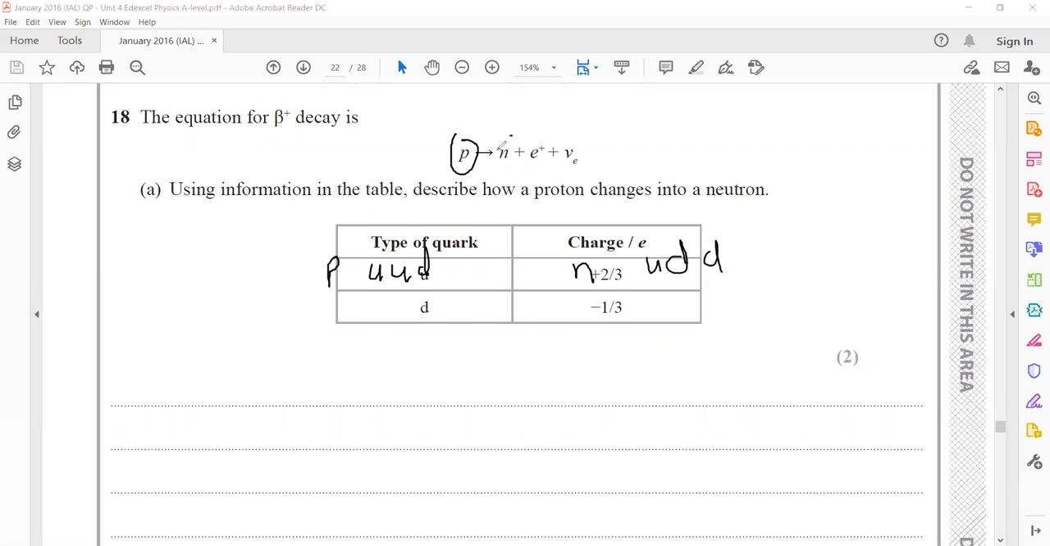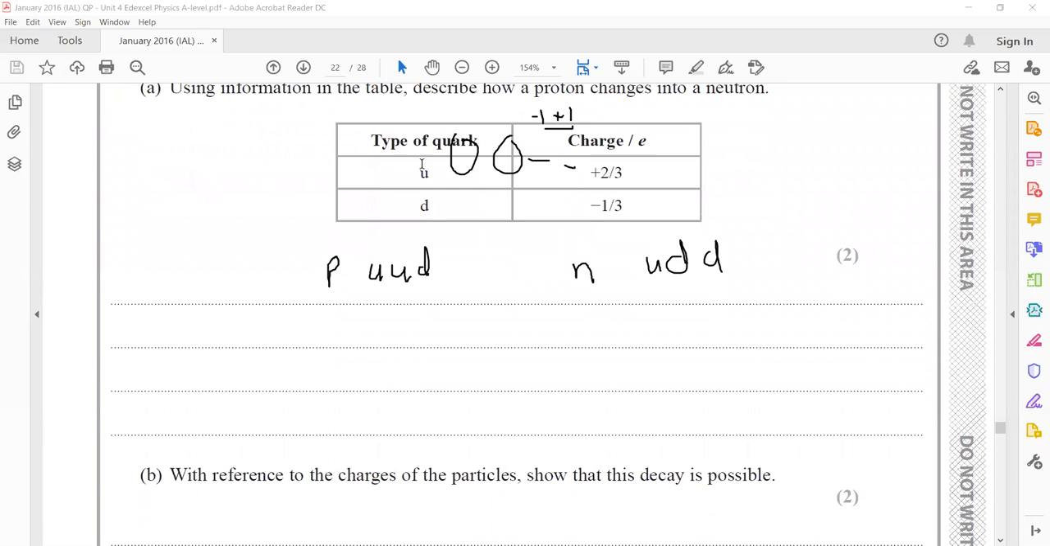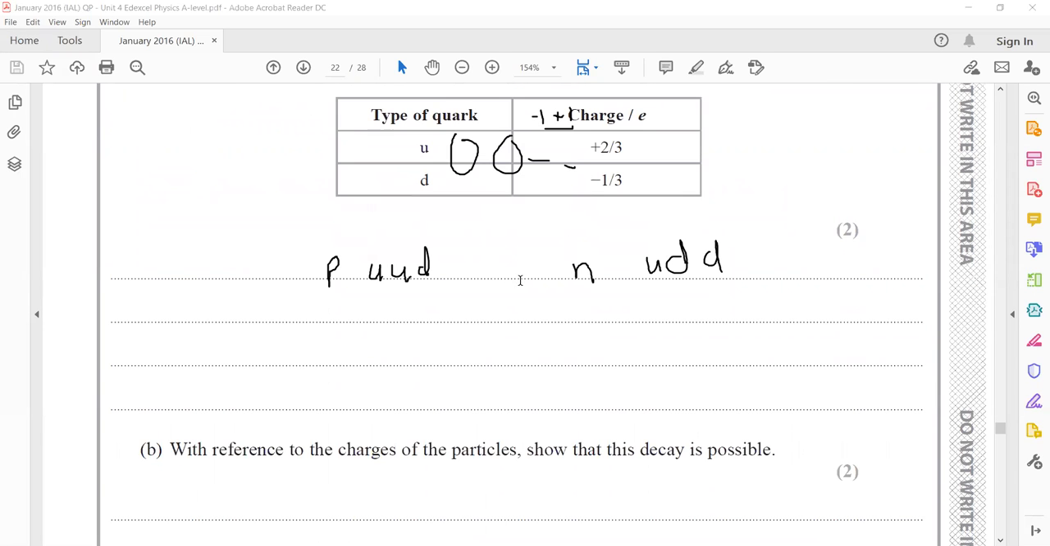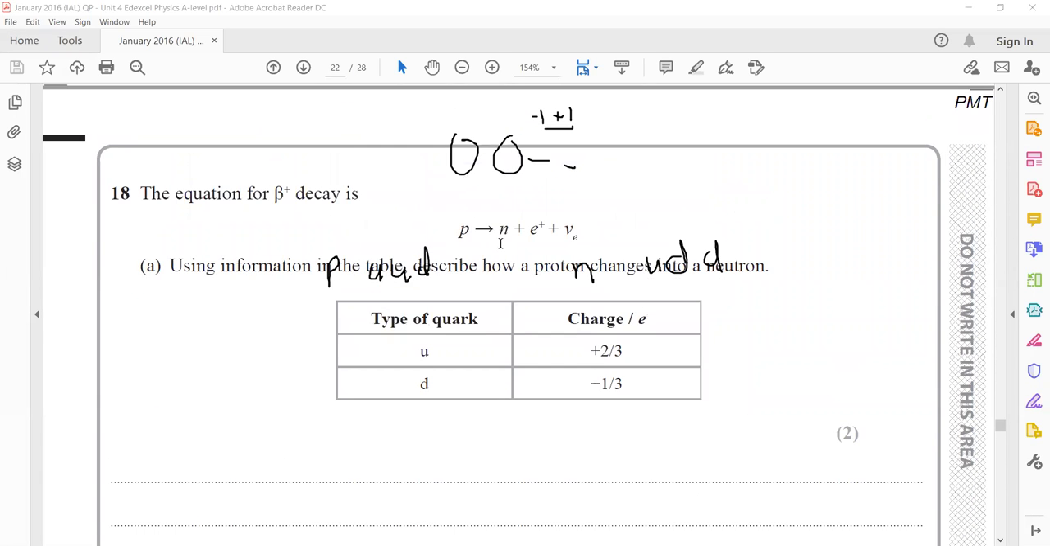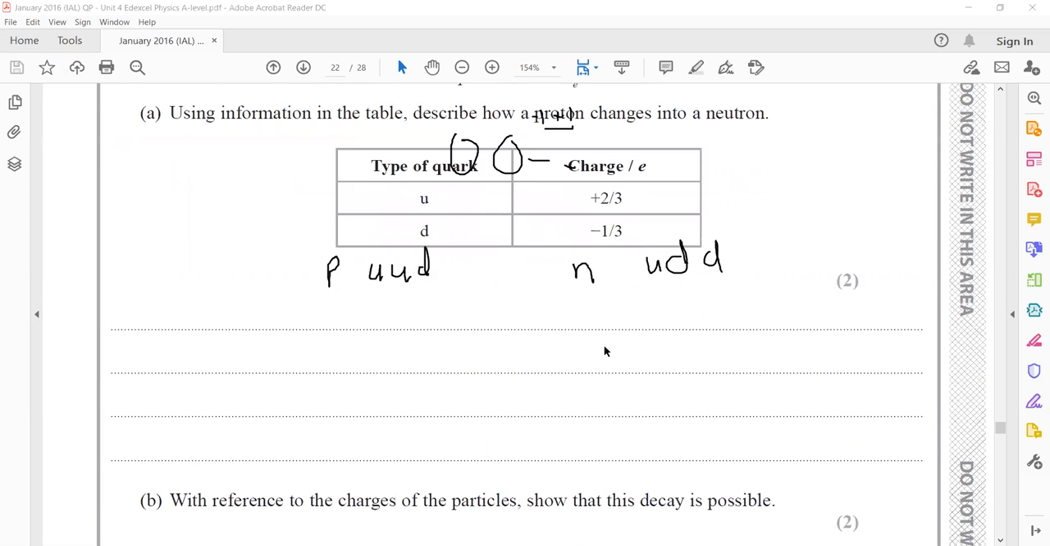This is a baryon. This is also a baryon. These are leptons. The positron is there, so the lepton number is minus one for an antiparticle and plus one for a particle. So lepton number is conserved. What about baryon number? Baryon number is also conserved. For each baryon, it's plus one, so both proton and neutron have a baryon number of plus one. So using the information, you mention a proton is a baryon, which consists of up, up, and down, so the net charge is positive. It changes into a neutron, which is also a baryon, and the composition changes into up, down, down.